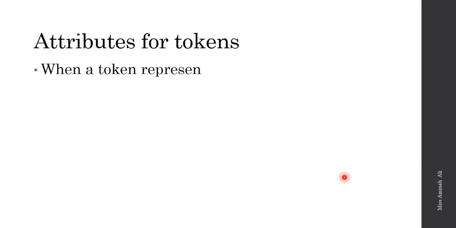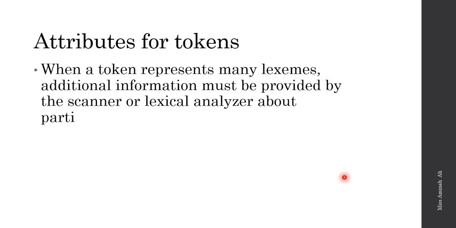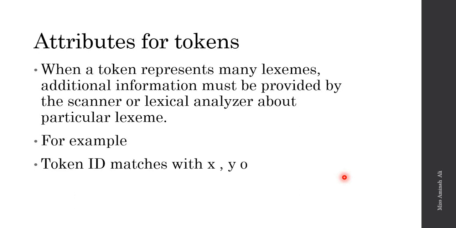यहाँ पे भी हमारे पास एक प्रॉब्लम है दैट व्हेन अ टोकन रिप्रेजेंट्स मेनी लेक्सीम्स, additional information must be provided by the scanner or lexical analyzer. अच्छा, lexical analyzer को हम scanner भी कहते हैं, ये आपको already पता है. About a particular lexeme. For example, token ID matches with X, Y or Z. ID like identifier. अब X भी identifier है, Y भी identifier है, Z भी identifier है. So how will you get to know that which is this whenever the ID token is being written?